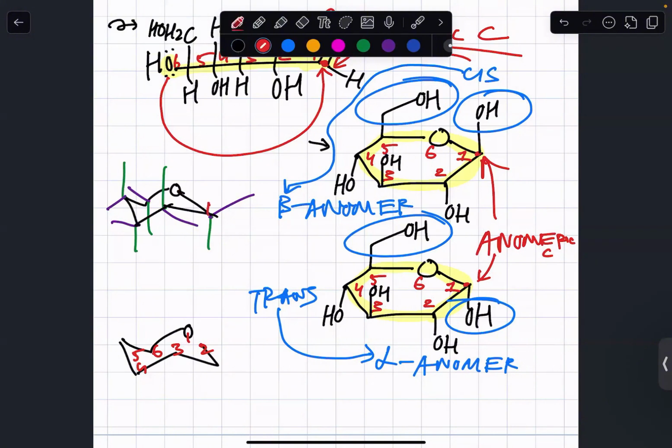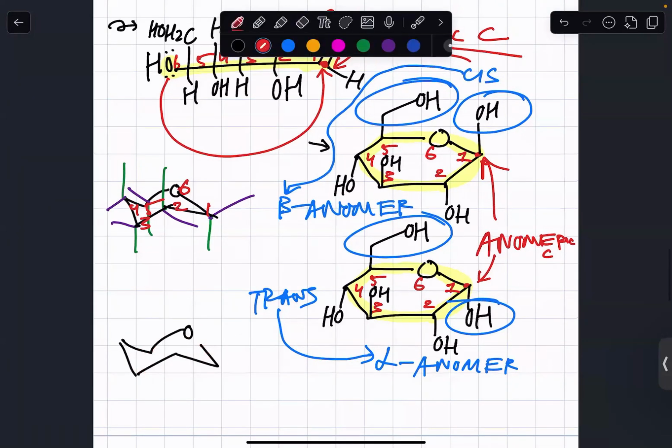Right? This is 1. That's 2. That's 3. That's 4. This is 5. This is 6. I numbered this incorrectly. This is 1. This is 2. This is 3. That's 4. That's 5. That's 6. Now at 1, if we draw the beta enantiomer, alcohol is going up, which is equatorial.